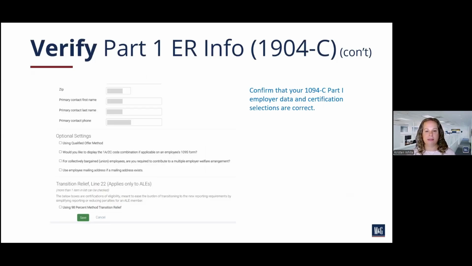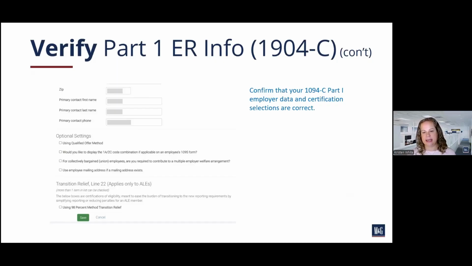Now we have optional settings. I said you'd have some options. First one, qualified offer method. So we covered this during the ACA 101 webinar, but a main requirement is that you use the federal poverty limit safe harbor, which some of you are able to do. The second box there, the 1A, 2C code combination. If you check the first box, then you can also check the second box, however, not required.